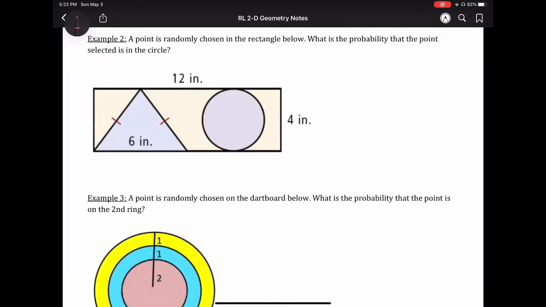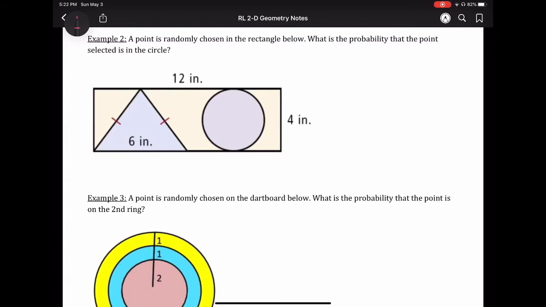Example 2. A point is randomly chosen in the rectangle below. What is the probability that the point selected is in the circle? Okay, so we are working with area for this geometric probability model.